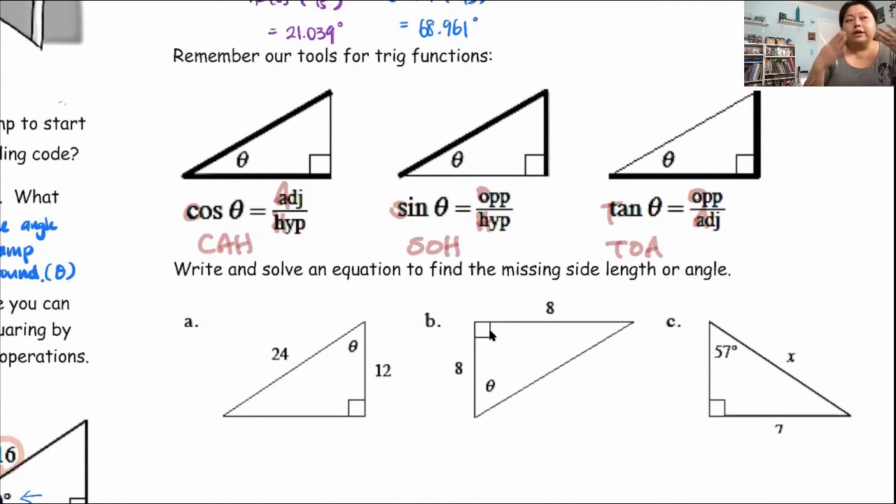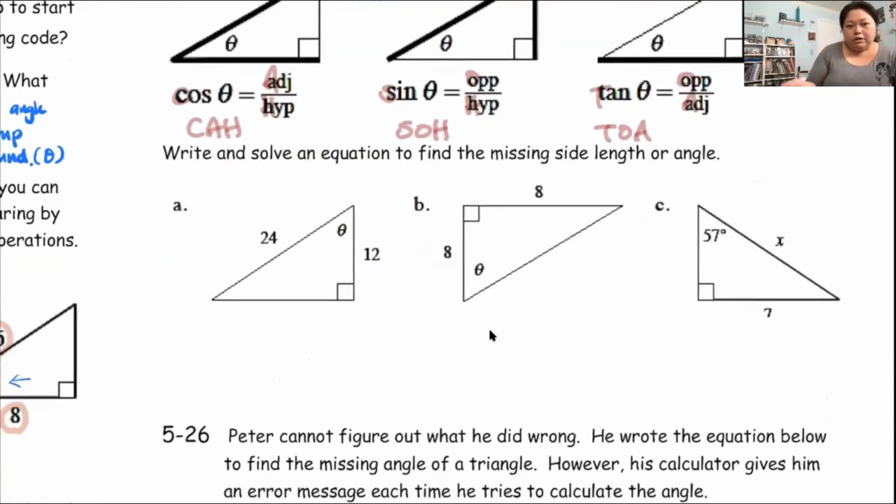So is SOH, sine is opposite over hypotenuse. Ka is CAH, so cosine is adjacent over hypotenuse. And then toa is tangent is opposite over adjacent. Okay, so with the three tools, now what you need to figure out, what are you supposed to use in each of the situations. Okay, so first things first.